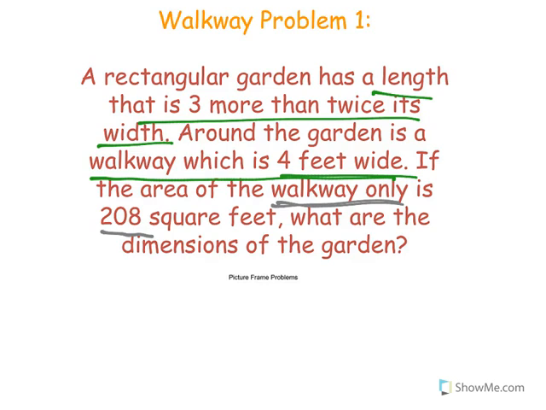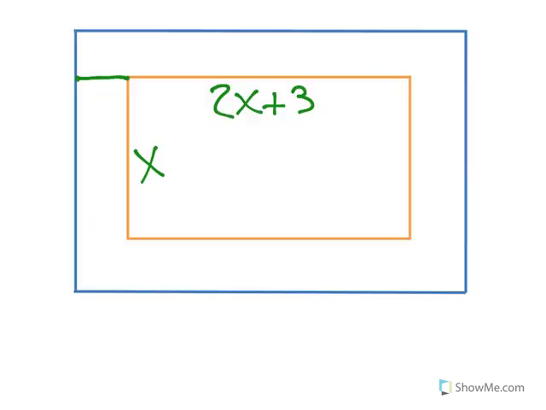So it says the length is 3 more than twice the width. So we're going to call the width x, and 3 more than twice the width is going to be 2x plus 3. Now let's think about what we know about this band. So it says the garden around it, the garden's the inside. The walkway around it's 4 feet wide. So I'm going to fill in 4 around it.